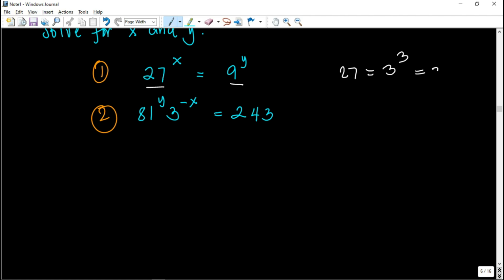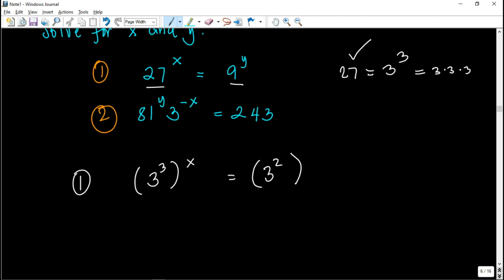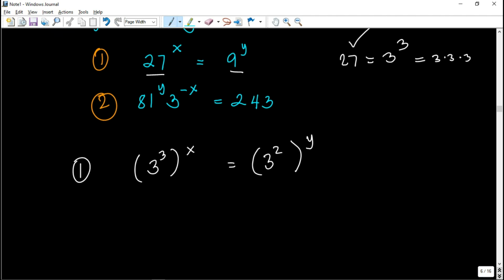Okay, so 3 times 3 times 3. So 3 times 3, 9 times 3, 27. Okay, so this 27 here, equation 1, this can be expressed as 3 cube, okay, raised to x. Yung 27, 3 cube siya. Then we have here, of course, 9 can be expressed as 3 squared. So this is 3 squared raised to, we have here y. Then simplifying, this becomes 3 raised to 3x equals 3 raised to 2y.